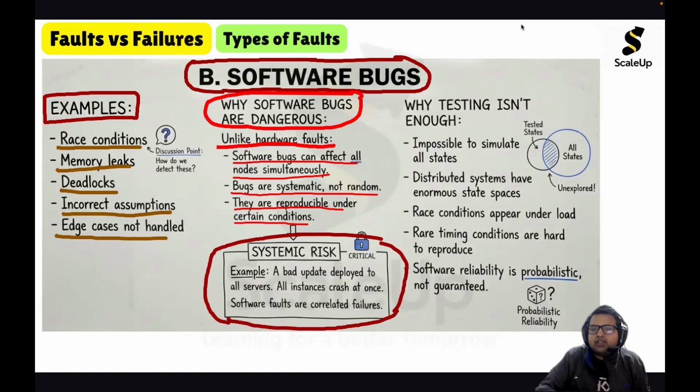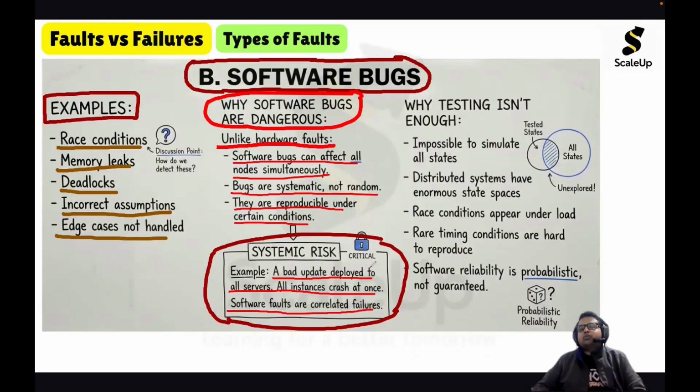One example we can see is a bad update deployed to all servers. Suppose a bad update is deployed to all servers; all instances crash at once. Software faults are correlated failures. Software faults are very dangerous and can very easily lead to failure, because software is spread across all the components. So a small bug can lead to the collapse of the entire system, leading to system failure.